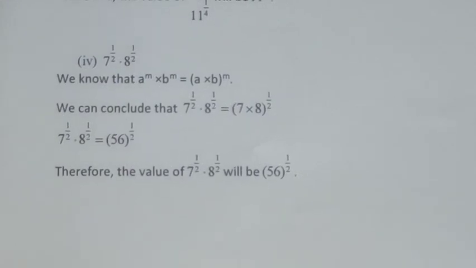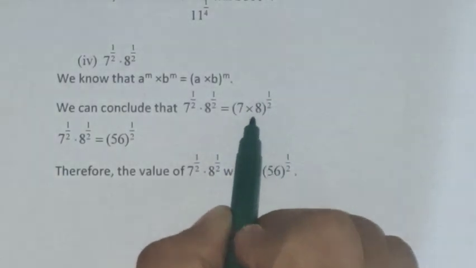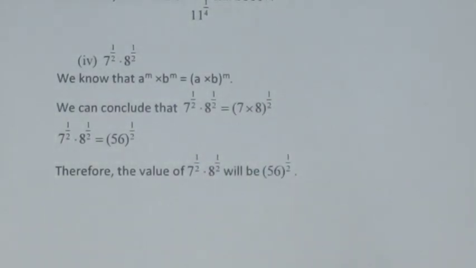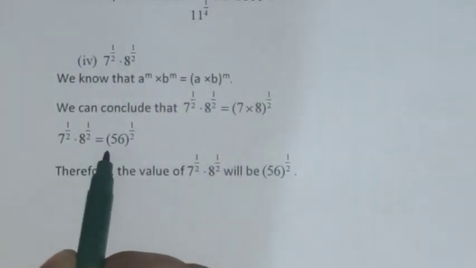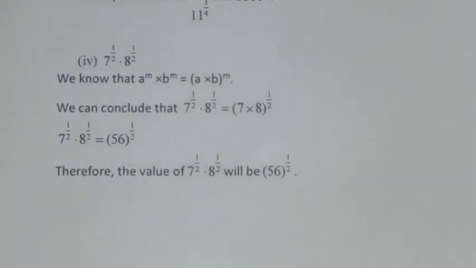The last question, 7 raised to 1 by 2 into 8 raised to 1 by 2. Which rule of exponents do we have to follow here? a raised to m into b raised to m is a into b whole raised to m. So 7 raised to 1 by 2 into 8 raised to 1 by 2 is 7 into 8 whole raised to 1 by 2, because the power is 1 by 2. What is 7 into 8? It is equal to 56. So 56 raised to 1 by 2. Furthermore, we cannot do anything because it does not have any root. So our answer is 56 raised to 1 by 2.